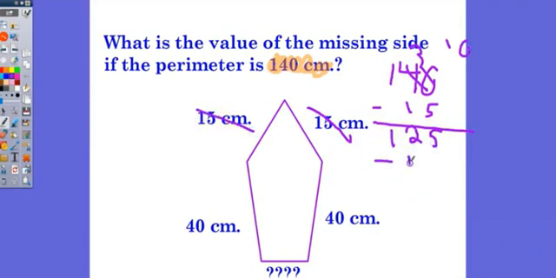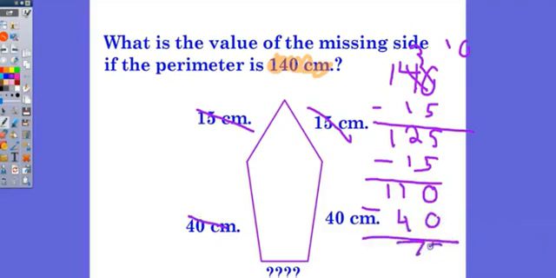Then I'm going to subtract another 15, and I'm going to get 110. And then I'm going to subtract 40, which would get me 70. And then I'm going to subtract 40 again, which will get me the length of my missing side as 30 centimeters.